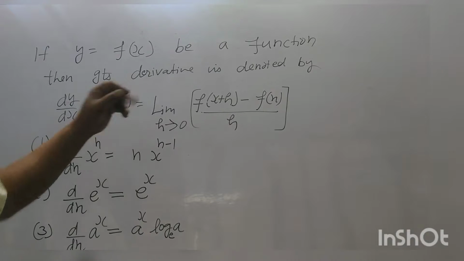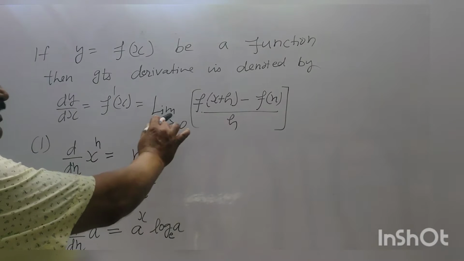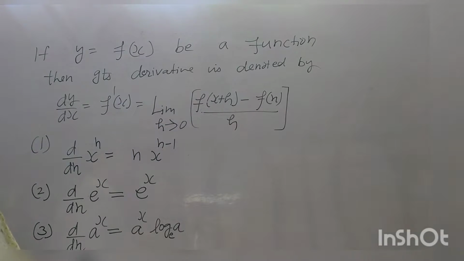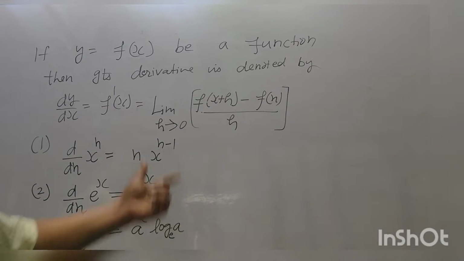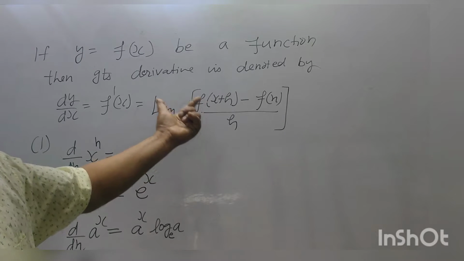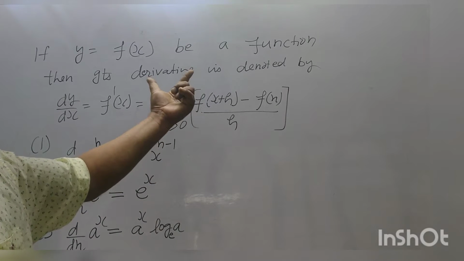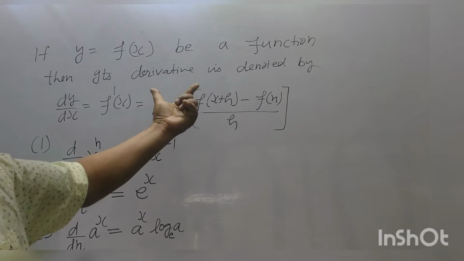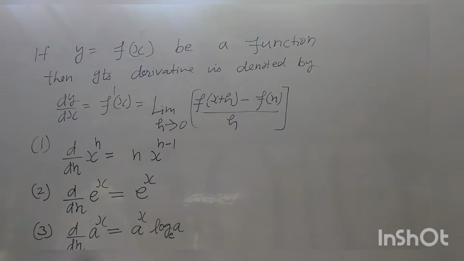is equal to f dash x, and that is equal to limit of h approaches to 0 f of x plus h minus f of x upon h. This is also called first principle. This is also called derivative, definition of the derivative of a function f dash x.